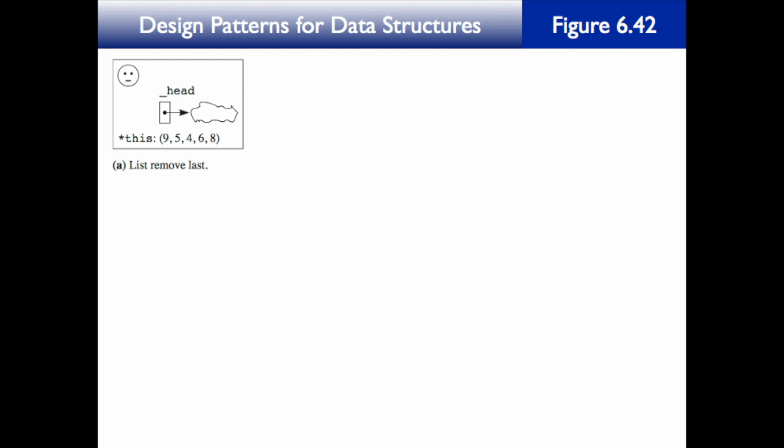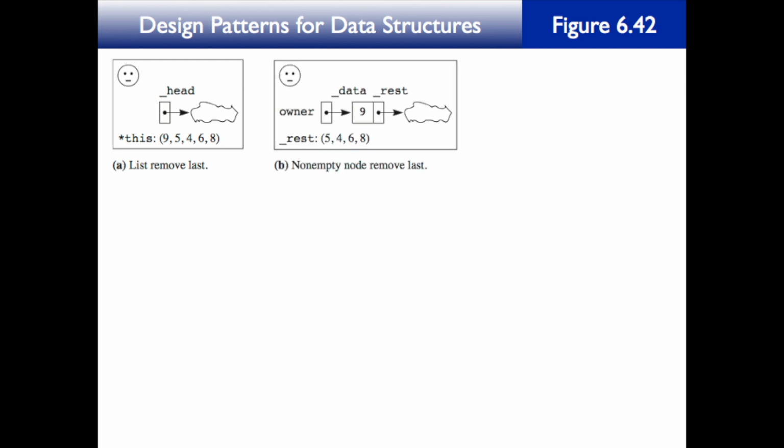All right. So then what happens is, in part B, the list calls the node version, and it passes itself as the owner, and so now we are in a non-empty node, in the non-empty node environment. And of course, the first node of the list is the node that has an underscore data of 9 and an underscore rest that points to the rest of the list, and the rest of the list is 5468.